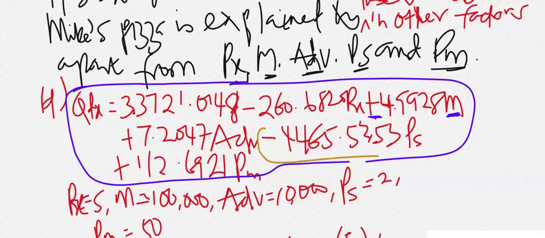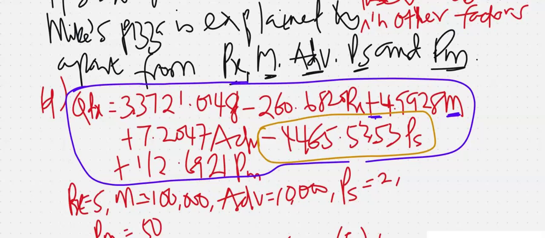I'm using gold color, right? That's the gold. That's Sprite. So how does Mike's Pizza relate to Sprite? So we would say that the price of Sprite is complementary. That's the relationship.